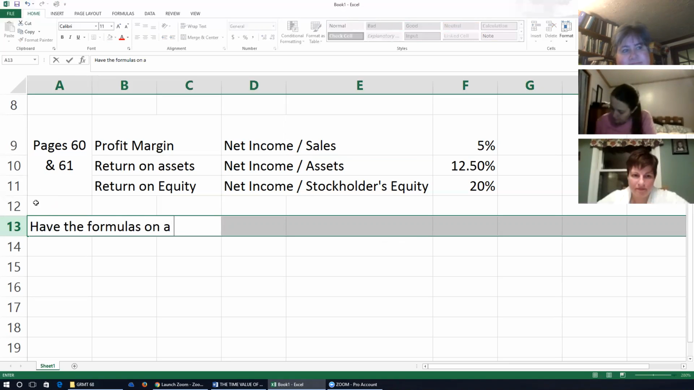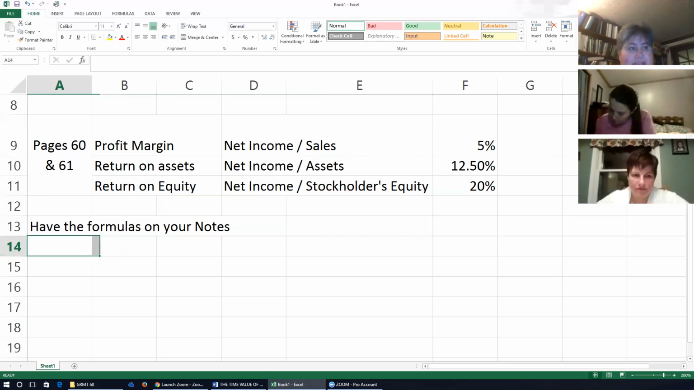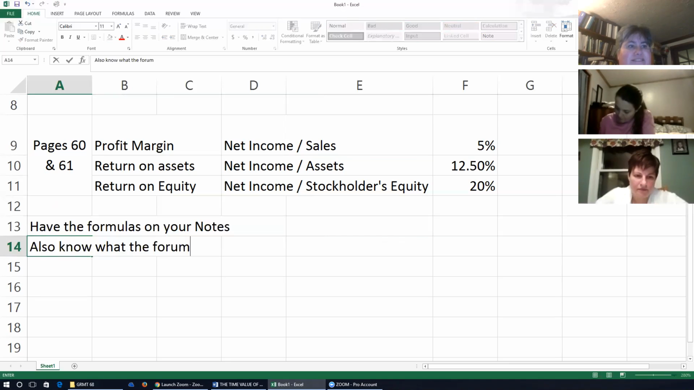It will be good to have the formulas on your notes, have them handy. It's a lot easier than having to thumb back through the book to find that particular formula if you just have all 13 in one convenient place. Also, know what the formula means.